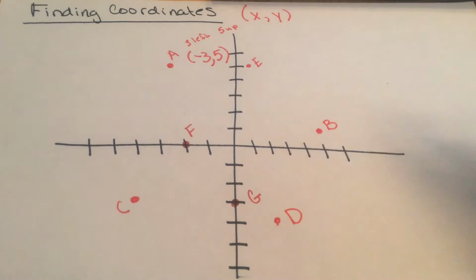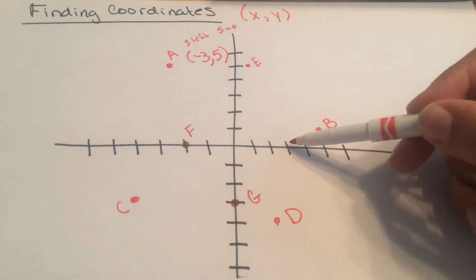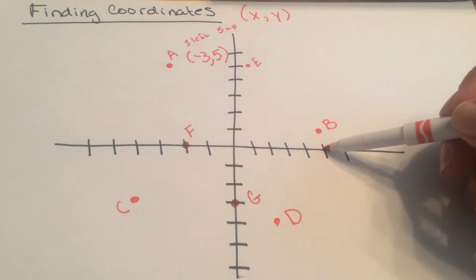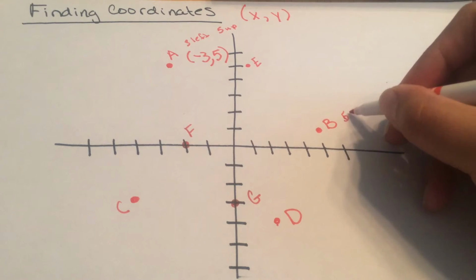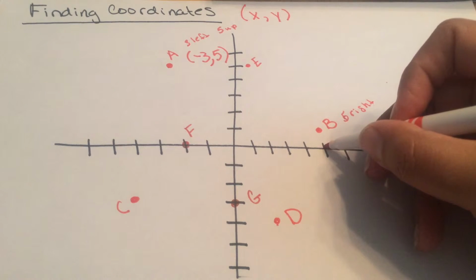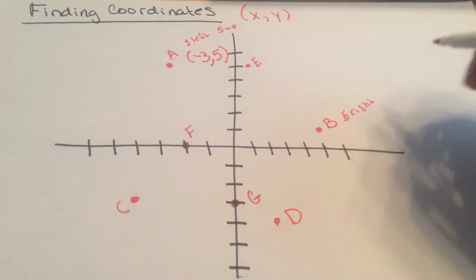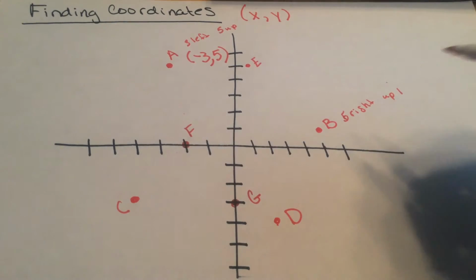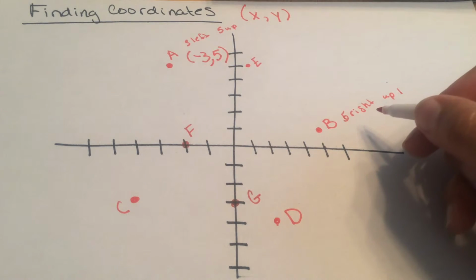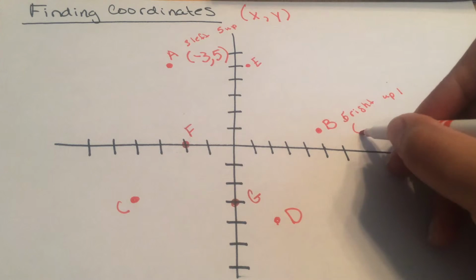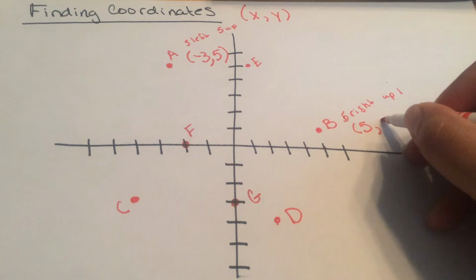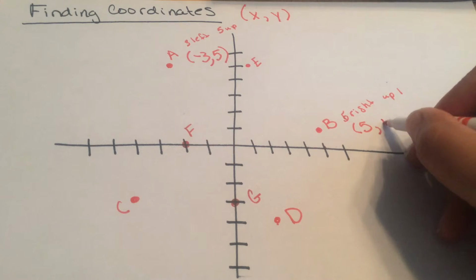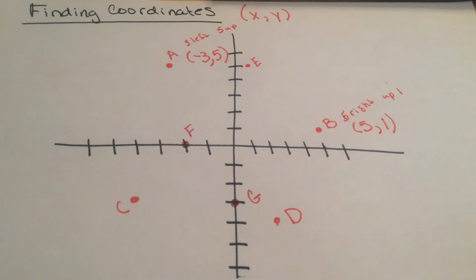If we look at B, this time, starting at the origin, we move 1, 2, 3, 4, 5 places to the right. And then we move up 1 place on our y-axis. Because this time we had a movement to the right, we know it's going to be a +5. And a movement of 1 up, it's going to be a +1. Therefore, our coordinate for point B is going to be 5, 1.